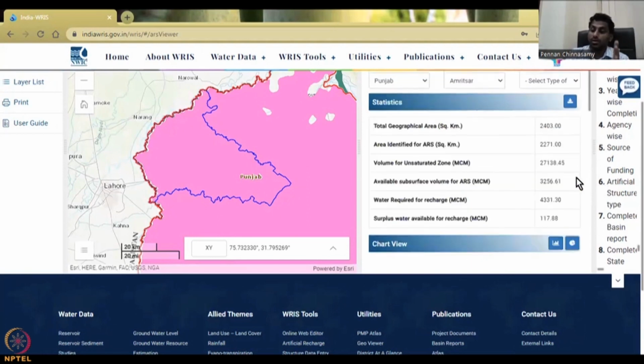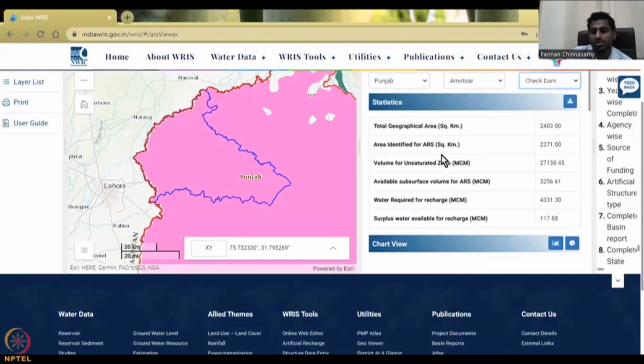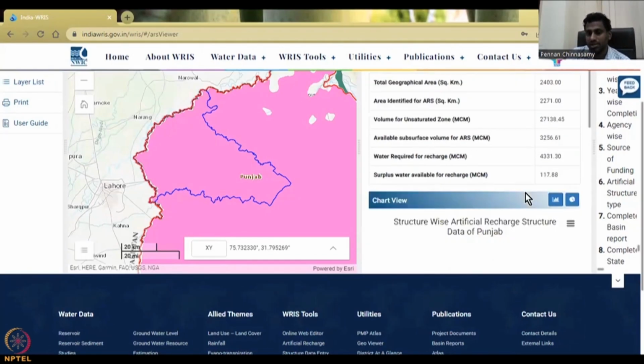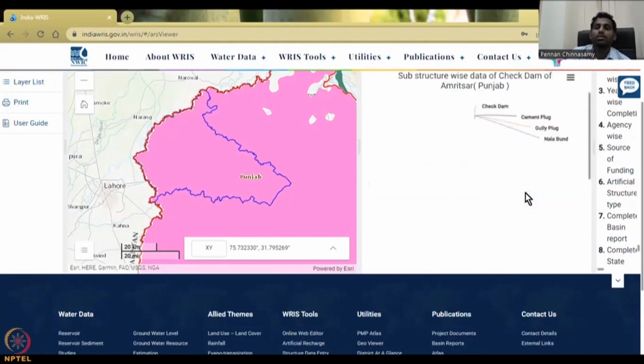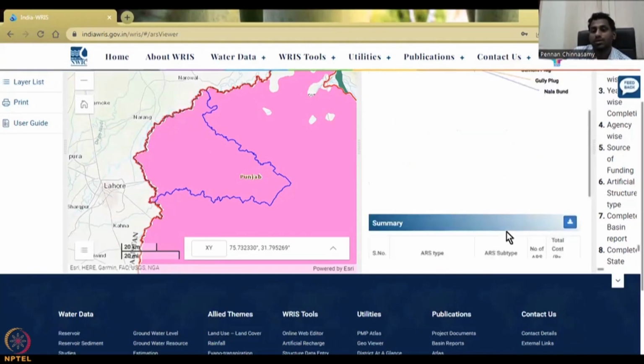Okay, so this is going per district. Now let's select a check dam. What is going to happen is this data is the same for the district, it doesn't change. The check dam will now be populated here, the number of check dams in Punjab. It's not coming, but it's fine.